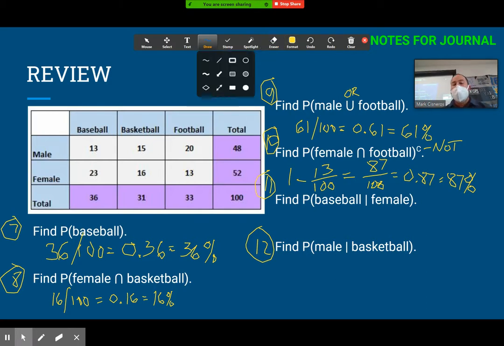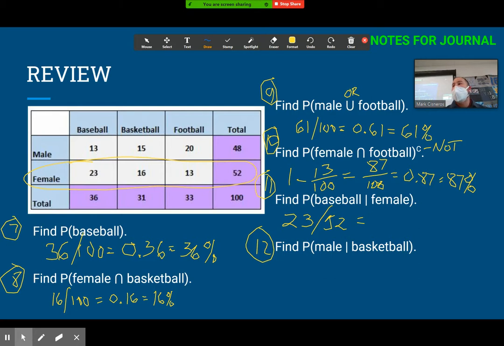Find the probability of somebody playing baseball or liking baseball given that they are a female. Which one is the condition? Liking baseball or being female? Being female is the condition. So I'm just looking at the females here. Out of the females, how many like baseball? 23. 23 out of what? Out of 52.